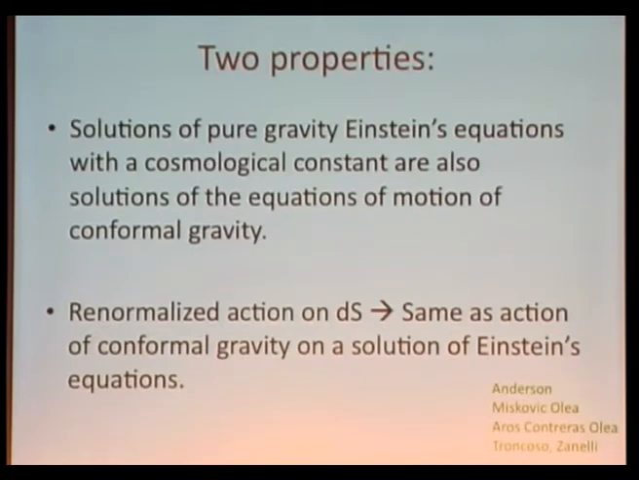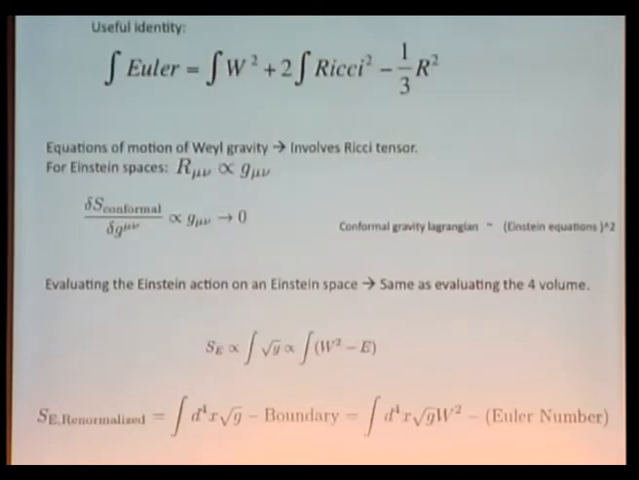Now, this relationship that I was mentioning between pure Einstein gravity and conformal gravity is based on 2 facts. One is the fact that the solutions of pure Einstein gravity are also solutions of conformal gravity. That's fact number 1. I'll show you why it is true in a second. And the second fact is that the renormalized action on de Sitter or Euclidean anti-de Sitter is the same as the action of conformal gravity on a solution of Einstein's equations. So when evaluated on a solution of Einstein's equations, that renormalized action is the same. And these 2 things are very easy to prove.